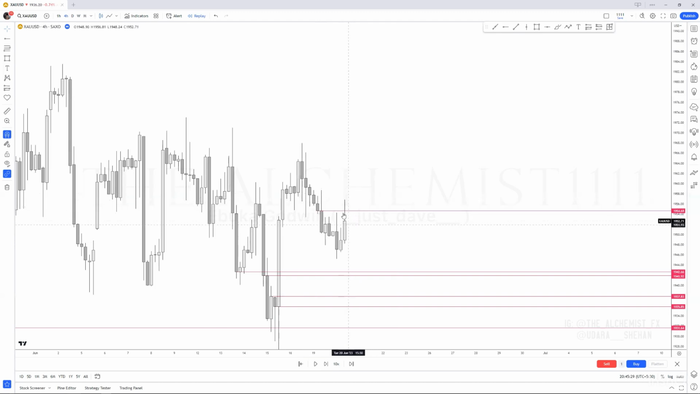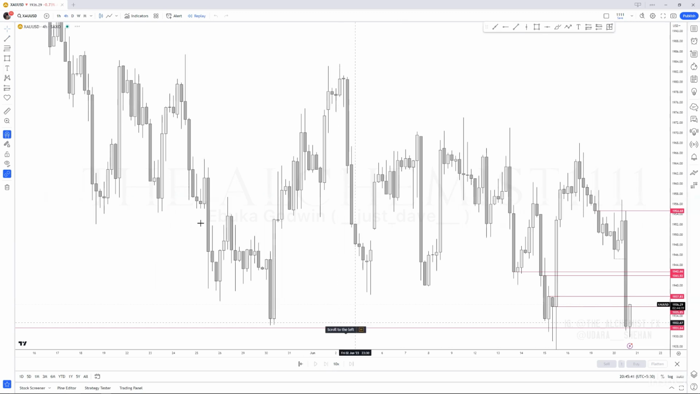Some rejection entry. So we got a rejection from this H4 level. This Asian high is taken out. We know that we're still bearish on the daily, so we can look for more sells like this. And what happened? There it comes.